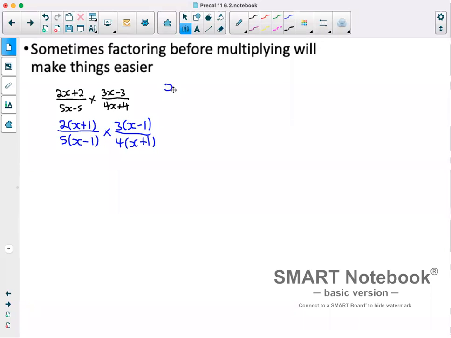So we'll do our non-permissibles at this point. So x cannot equal positive 1 or negative 1. And then if we have a binomial in a numerator and one in a denominator, they can cancel out. So x minus 1 cancels out with x minus 1. x plus 1 cancels out with x plus 1. So that's going to give us 2 times 3 is 6 over 5 times 4, which is 20. Reduce that to lower terms, and we get 3 over 10.